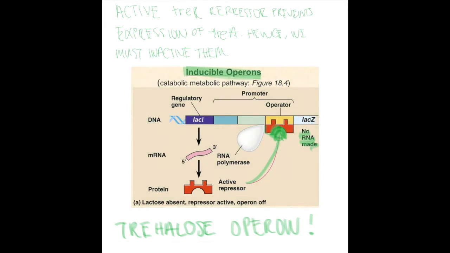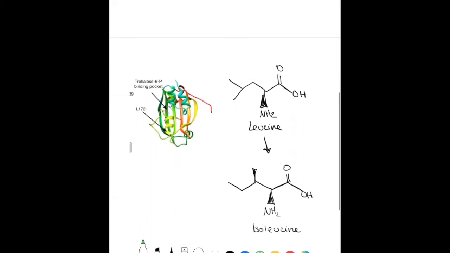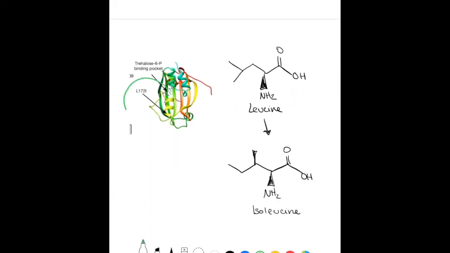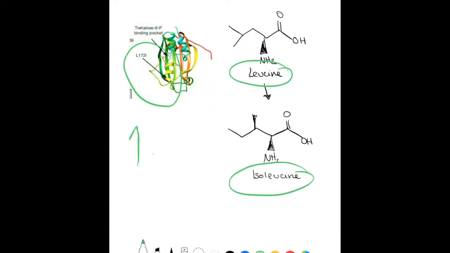So now Zukra will go ahead and elaborate more on the RT027 strain. What they found about the RT027 strains is that they have an overwhelmingly higher treA gene expression than their counterparts. And why is that? They basically found SNPs in the treR gene of all RT027 strains. The SNP encoded for a single amino acid substitution near the predicted binding pocket of the repressor. The amino acid substitution went from being leucine to isoleucine. And this specific mutation increased the affinity for trehalose.